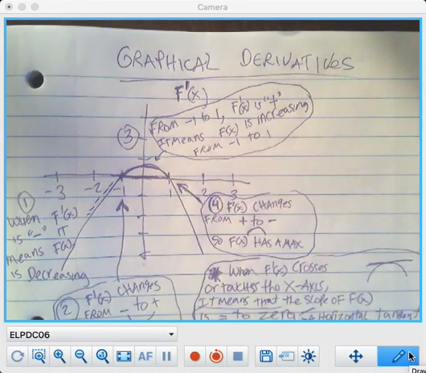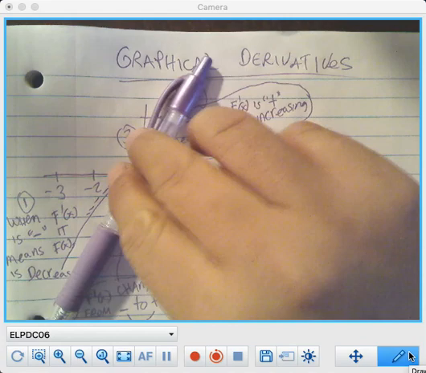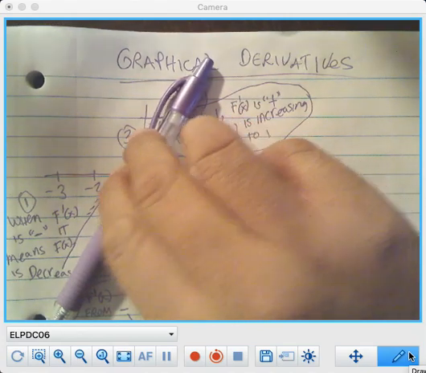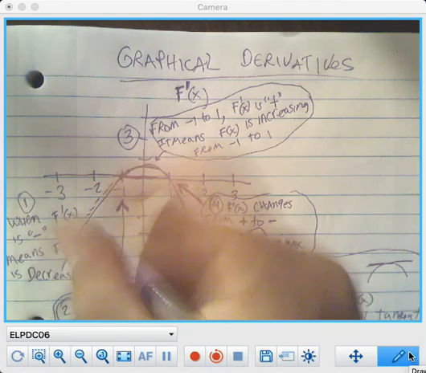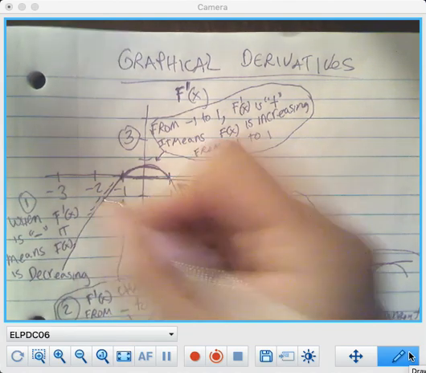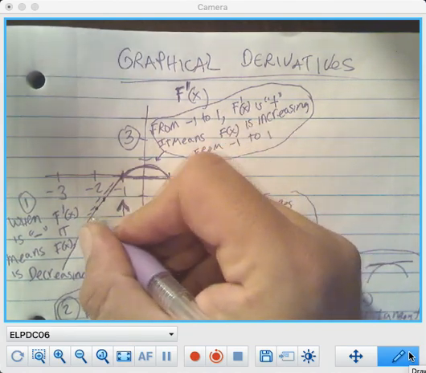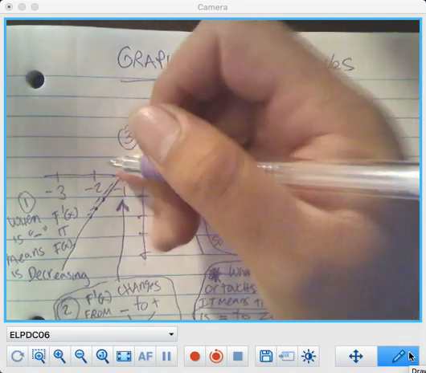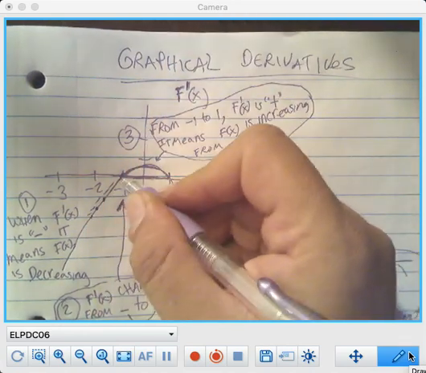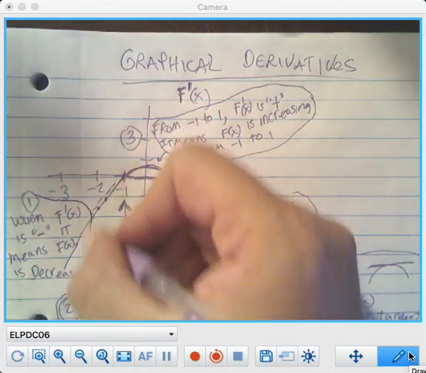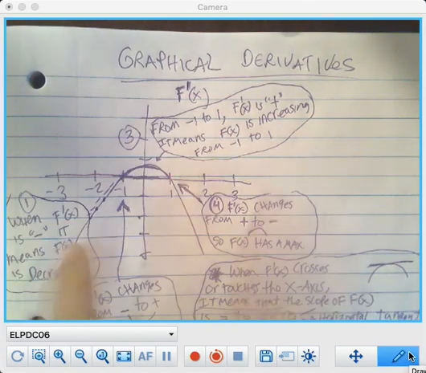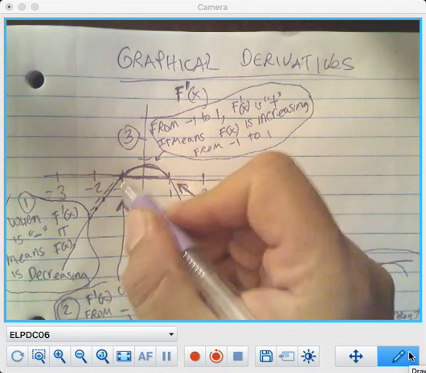Okay? Again, we are not talking about the slope of the line. That's not what we're talking about. We're actually talking about the points. If you plot a point here, the y coordinate, is it positive or is it negative? Well, it's below 0. Therefore, here is negative. That's what this means. Okay? So f prime is negative right here.